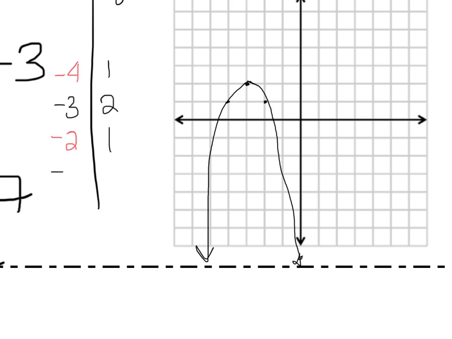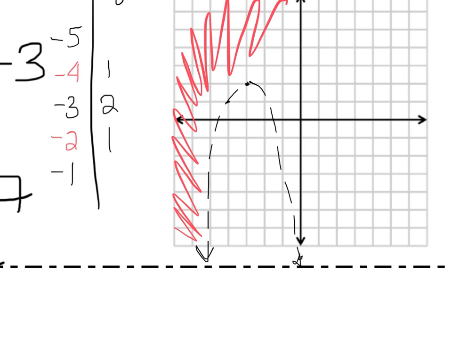If I plugged in -1 and if I plugged in -5, this would help, and I would like for you to do that. But let's just discuss how to shade. First off, I know I'm going to have dashed lines. Let me give myself my dashed lines here because we are not an or equal to inequality. Now, if we read it out loud, y is greater than. Greater than, we shade above. So we're going to shade above this parabola.